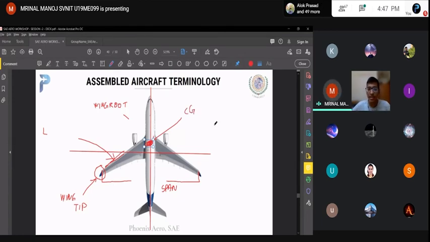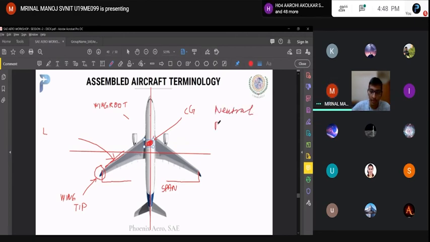Now CG is due to the weight or the various weights in the aircraft. The CG is not easy to calculate because in a passenger aircraft, people move around, you have the fuel tank getting emptied, and various other factors that keep shifting the CG. So calculating the CG is a very hectic task, and it should be done properly to ensure the stability of the aircraft. Now, another major point contributing to stability is something called the neutral point.